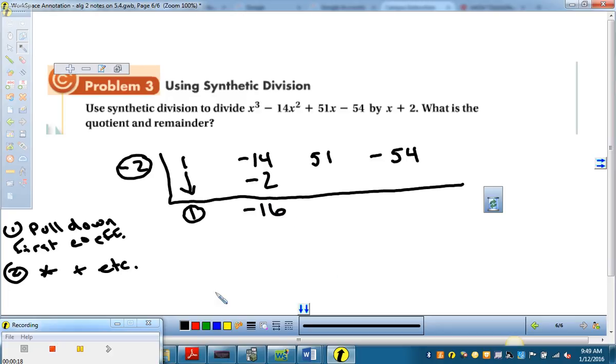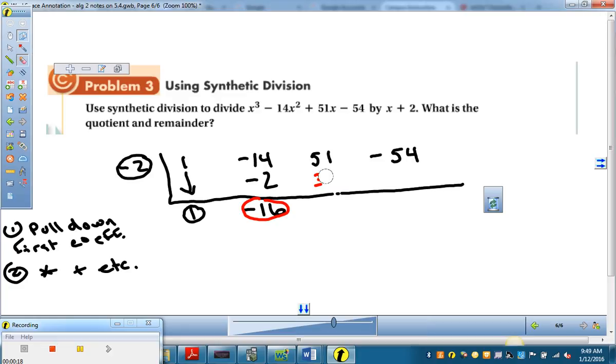Okay, good. Second time through, we're going to multiply the negative 16 times the negative 2, and we're going to get what? Positive 32. Now add, and what do we get?